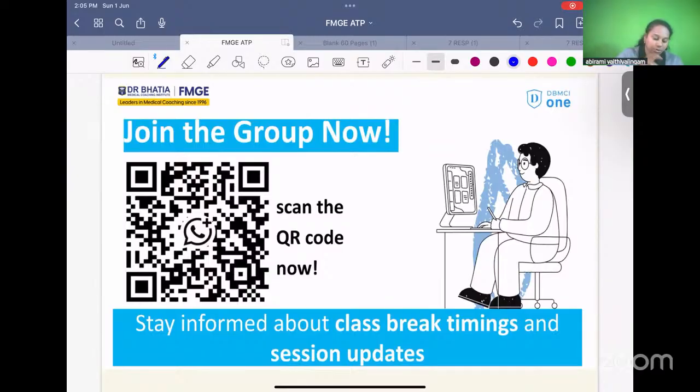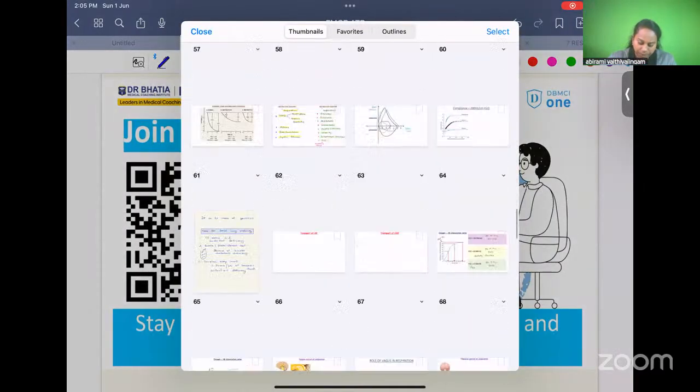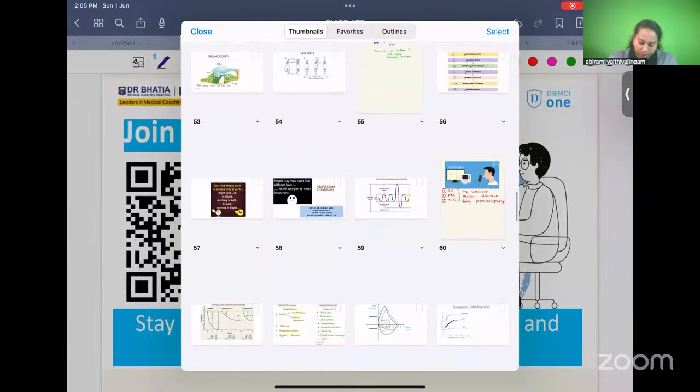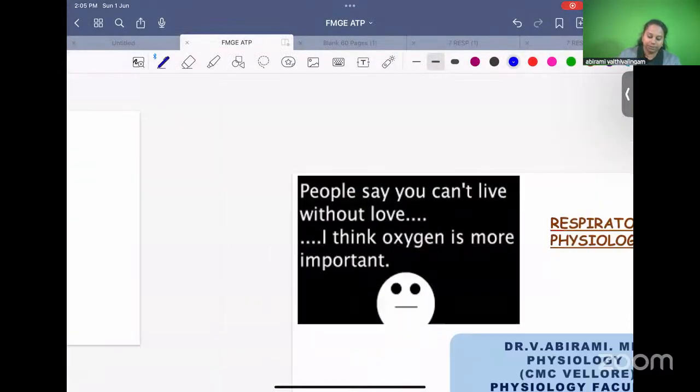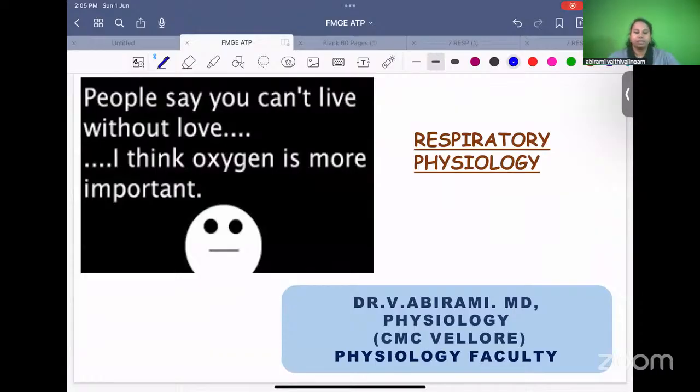Yes, that's why we started off with physiology. Over to the systemic physiology. We'll start off with the first system, respiratory physiology.